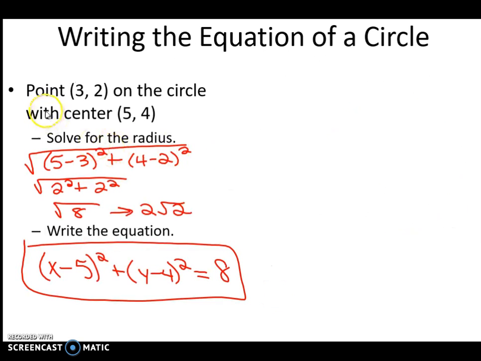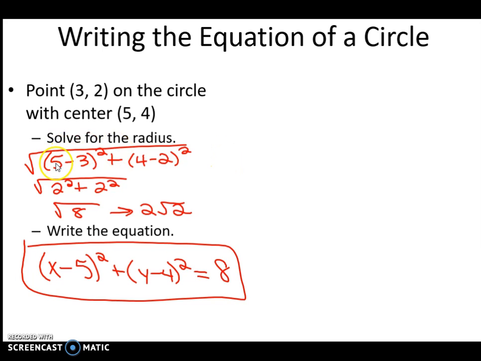I'm going to continue. Let's say point (3, 2) is on the circle with a center (5, 4). Solve for the radius. So what you do is you're going to do 5 minus 3. It's like doing y2 minus y1, x2 minus x1 kind of thing. It's the same concept. Then you're going to add, and then you're going to square it.